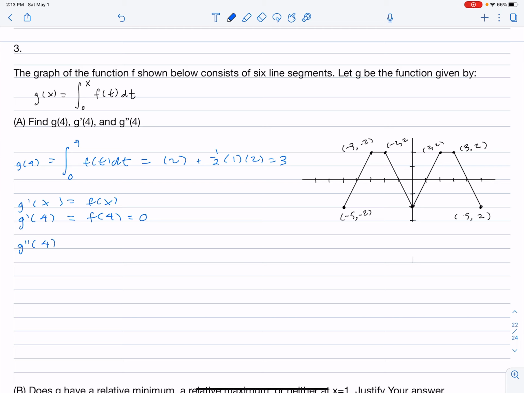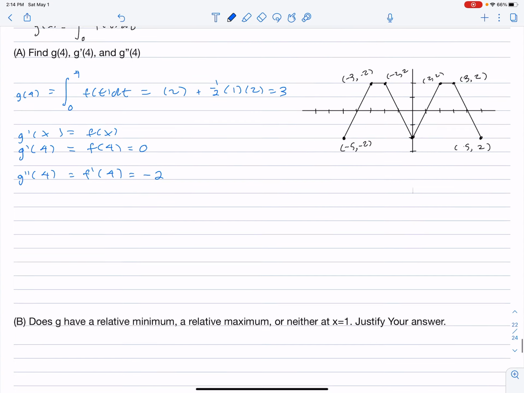Okay, then we're asked to find g double prime of 4. So g double prime of 4 is going to be f prime of 4, right? In other words, it's going to be the derivative here. The derivative is going to be the slope of the tangent line passing through this point. So in other words, I'm going to find the slope of this line. I think you guys would agree. Actually, it looks like it's just -2, right? It goes down 2 right 1, so it's -2. Boom. There we go. Let's move on.